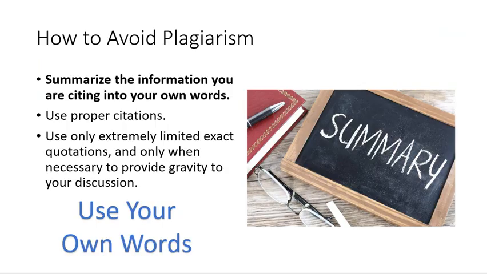So how do we avoid plagiarism? Well, the first thing you do is you summarize information that you've gotten from a source in your own words. You don't give a lot of exact quotes unless it's something that really needs that to substantiate or give gravity to what you're discussing. And then they should be very short quotations. When you summarize the information, you interact with the information. You learn from the information. You become a stronger academic and professional. Always use proper APA citations. That tells the reader, look, this isn't my idea. I got it from here. Go check out this article or wherever I got the information.